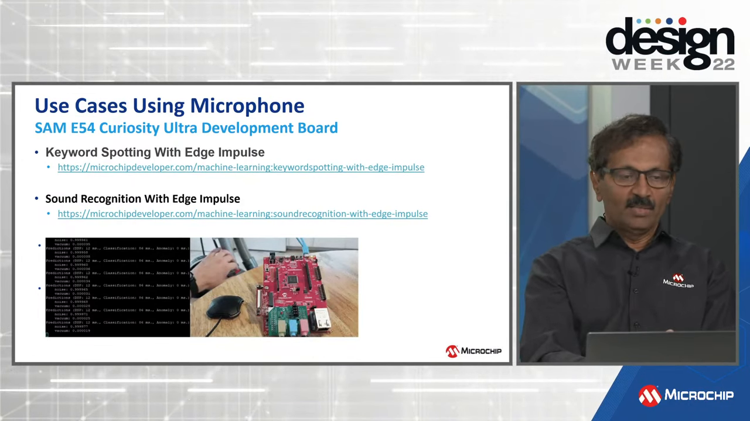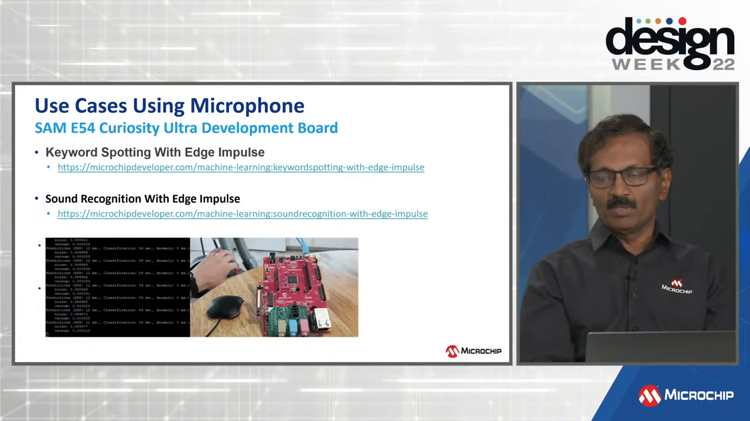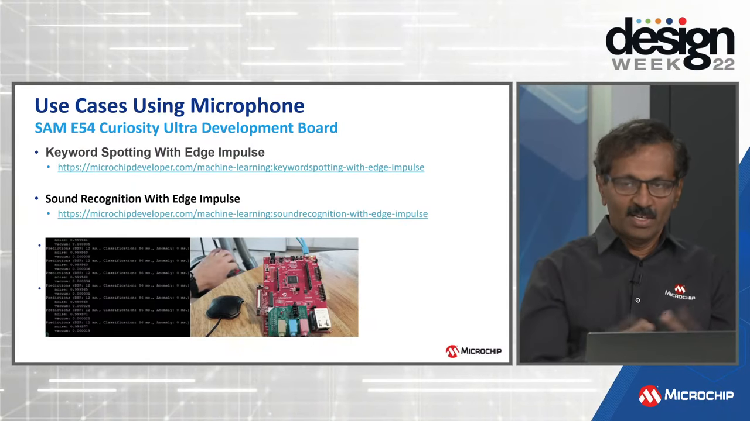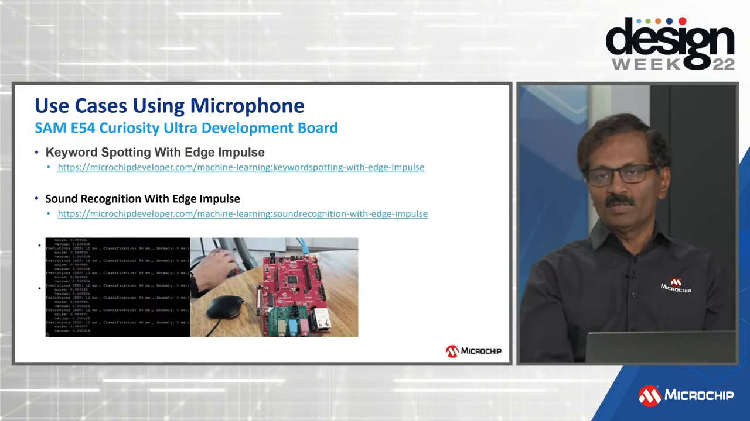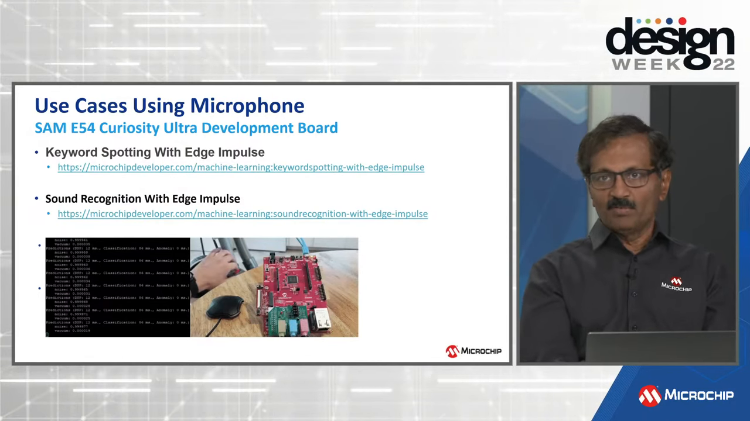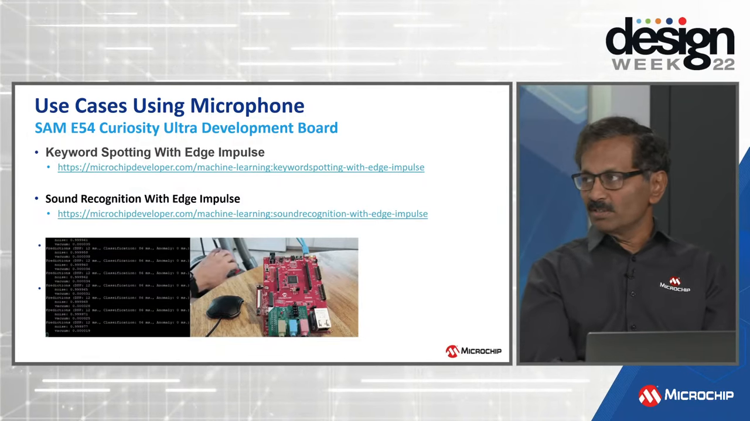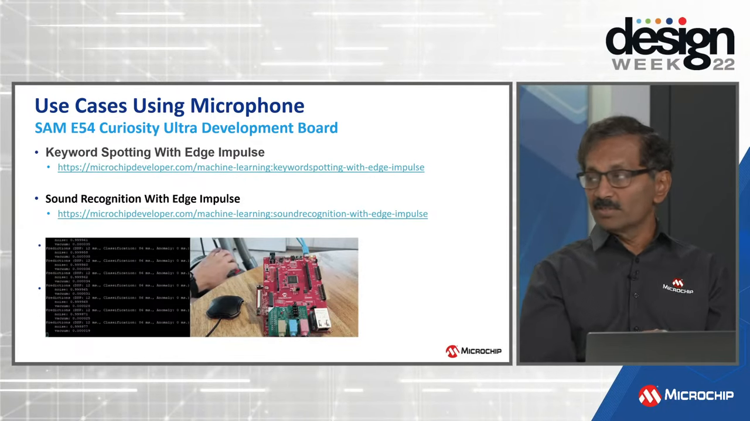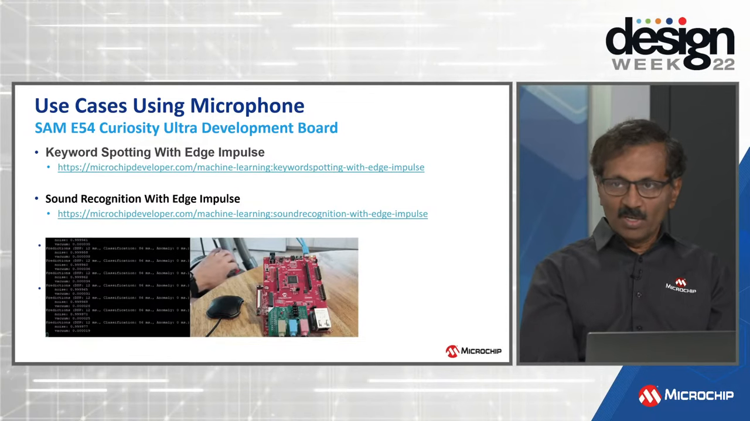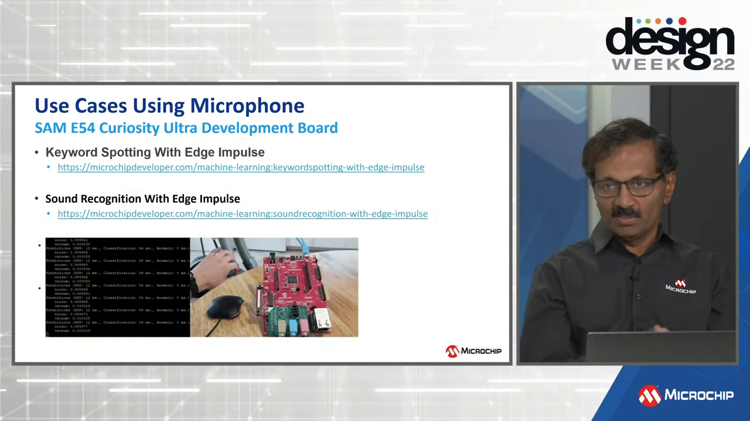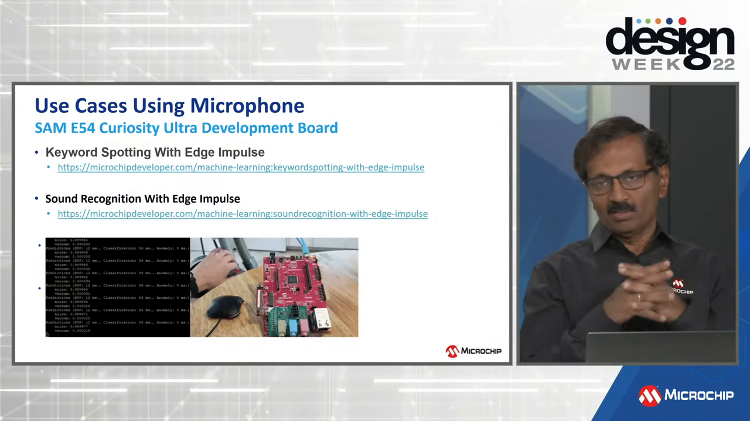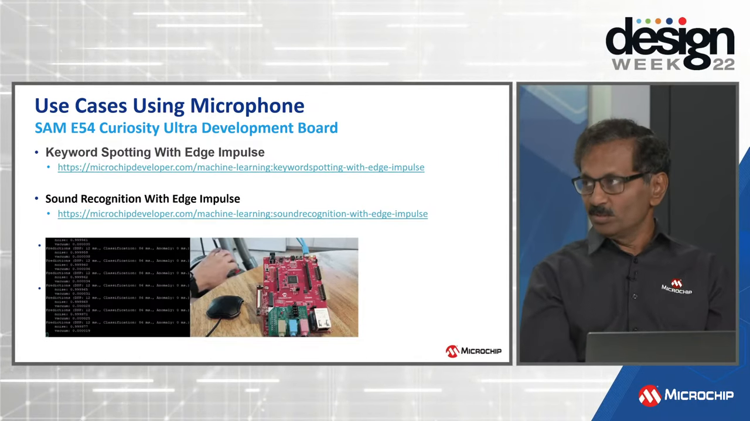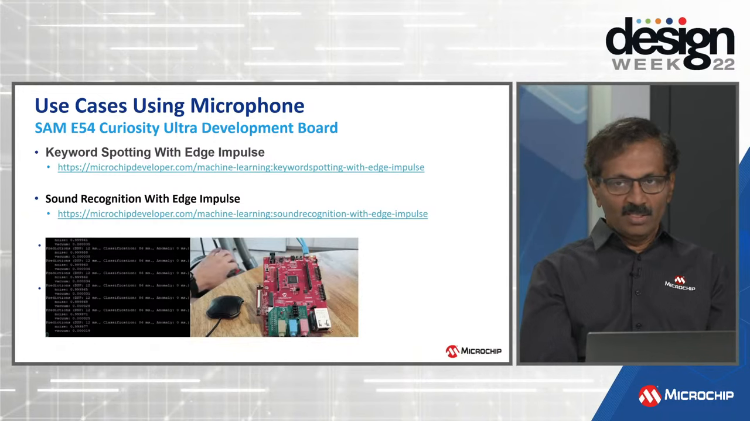For example, there may be certain speech processing examples which need a little bit more processing power and memory footprint, in which case we have the Cortex-M4 class of machine. Here is an example of keyword spotting and sound recognition we have developed using the Cortex-M4. The board shown here is a Curiosity Ultra SAME51 board. As you see, it has expansion capabilities, and you can add on maybe a click board or anything else you need. It could also be a sensor if you need to do some sensing activity. So the options are limitless.